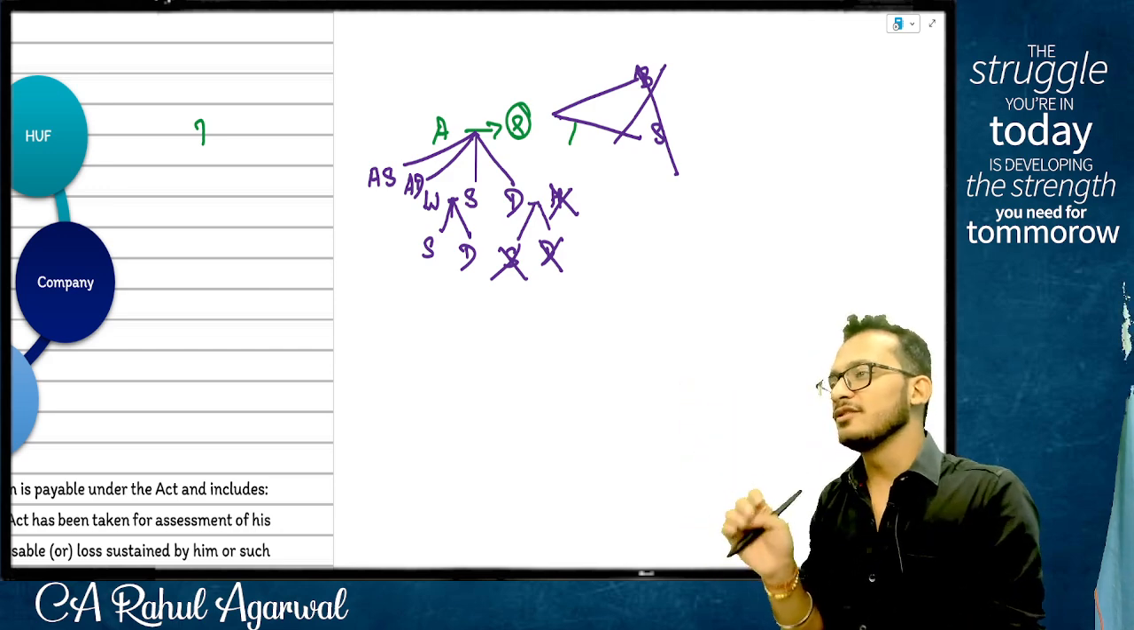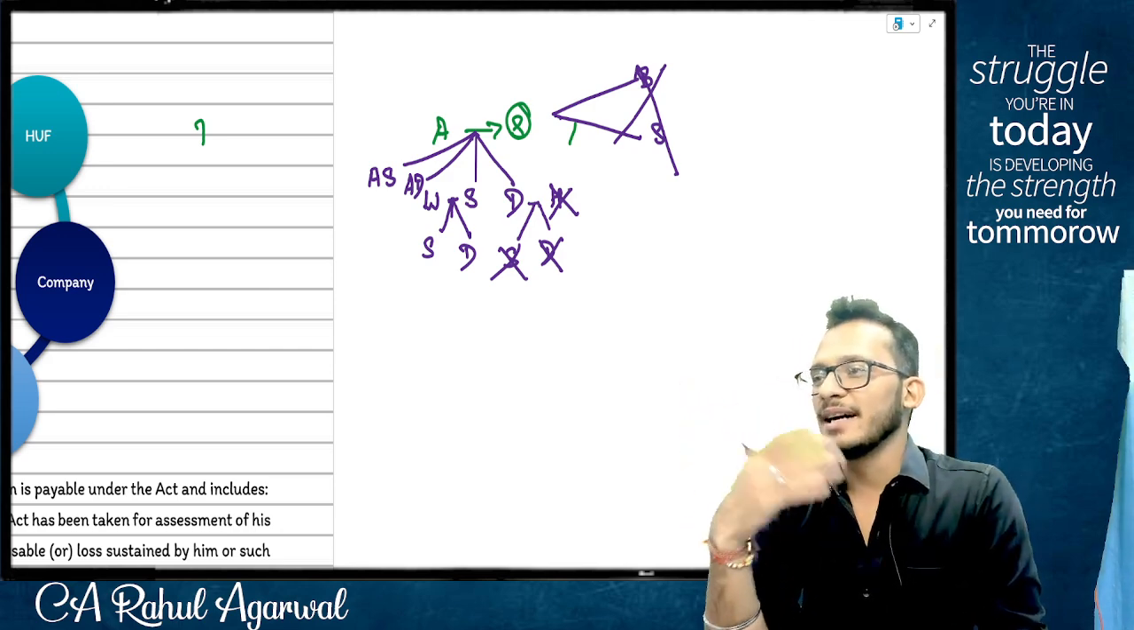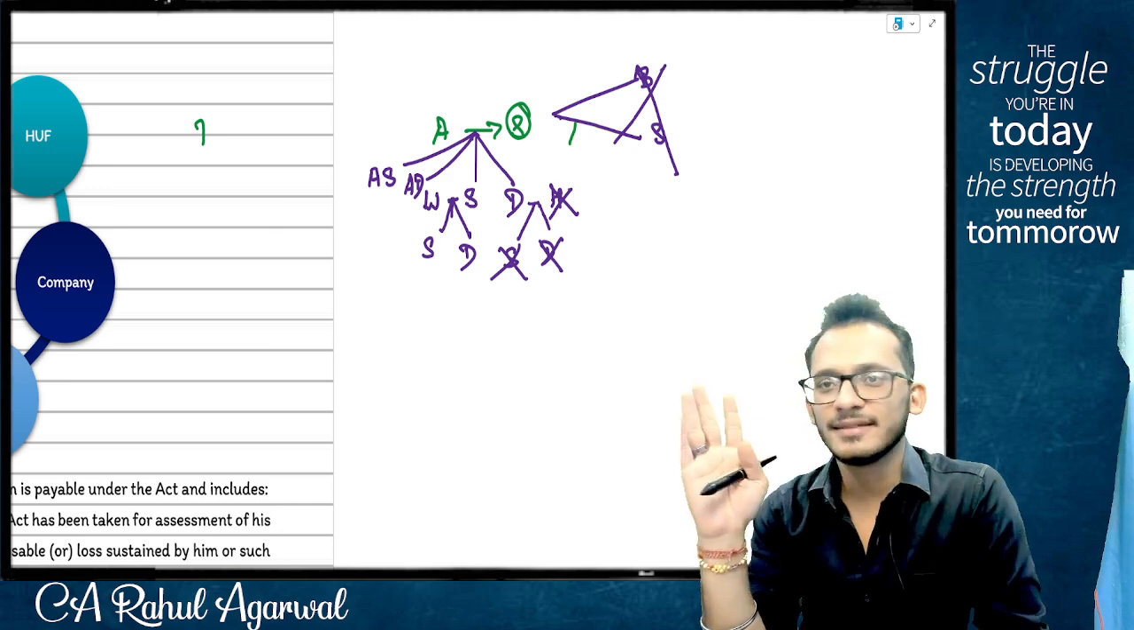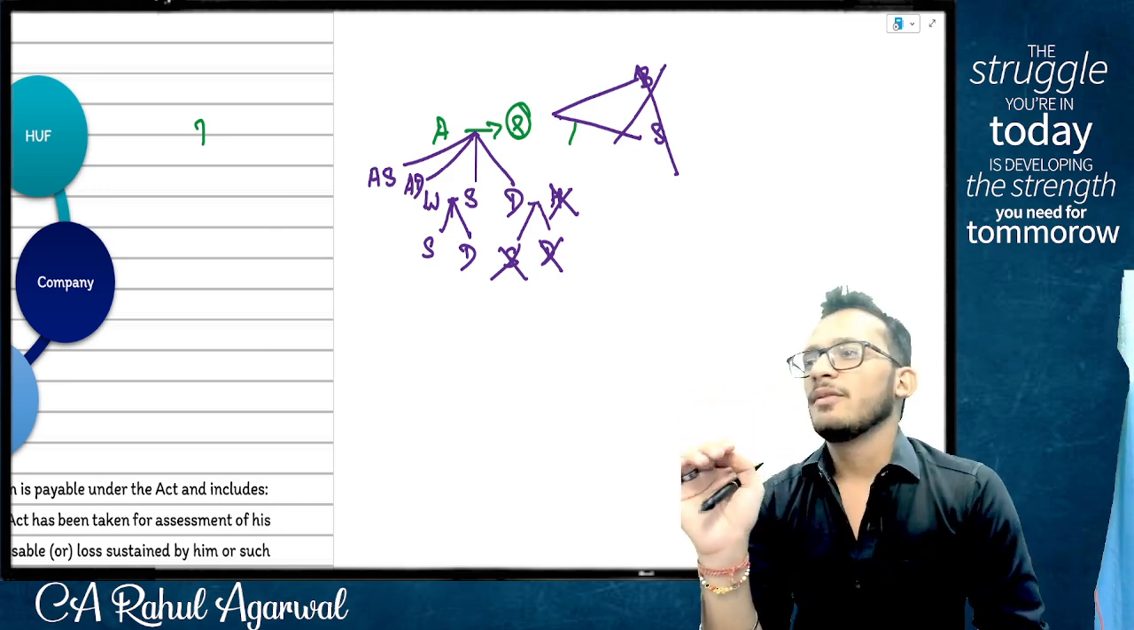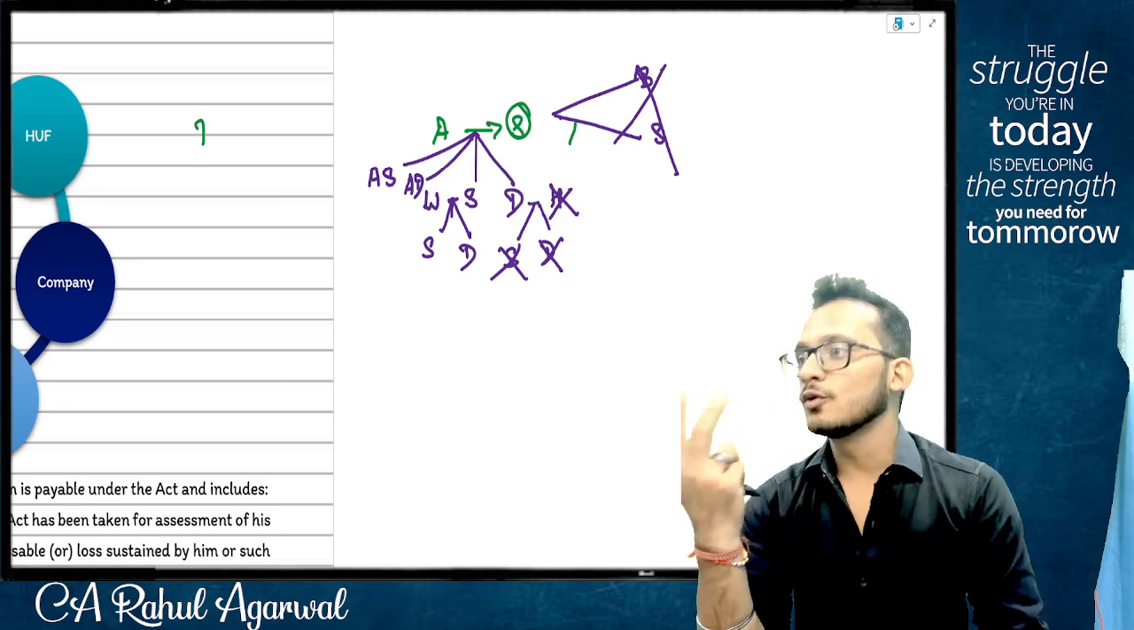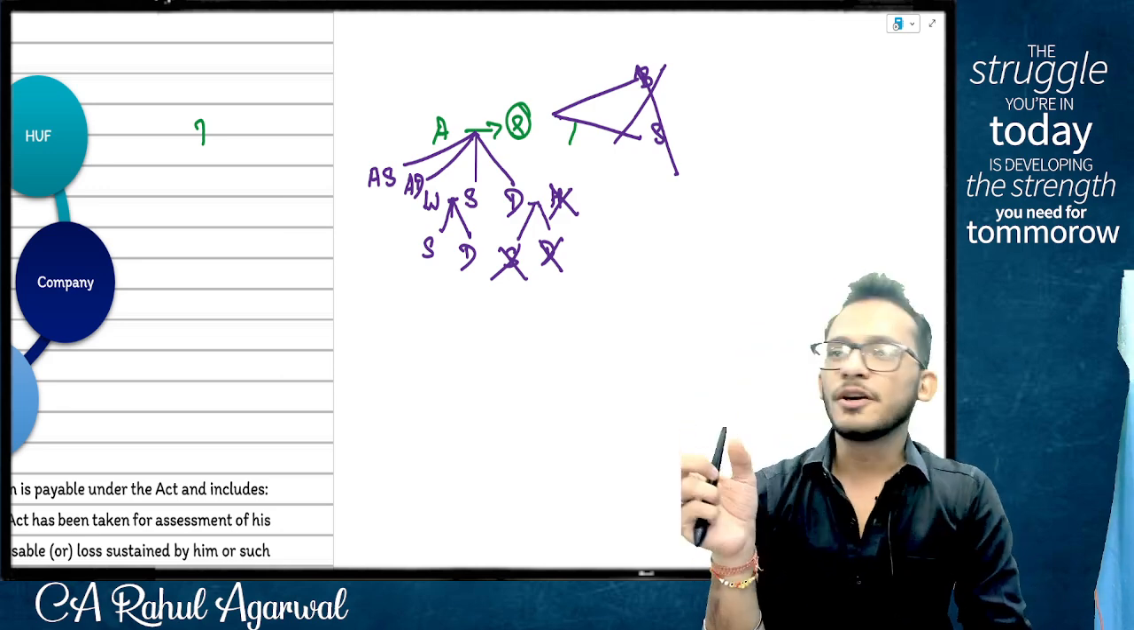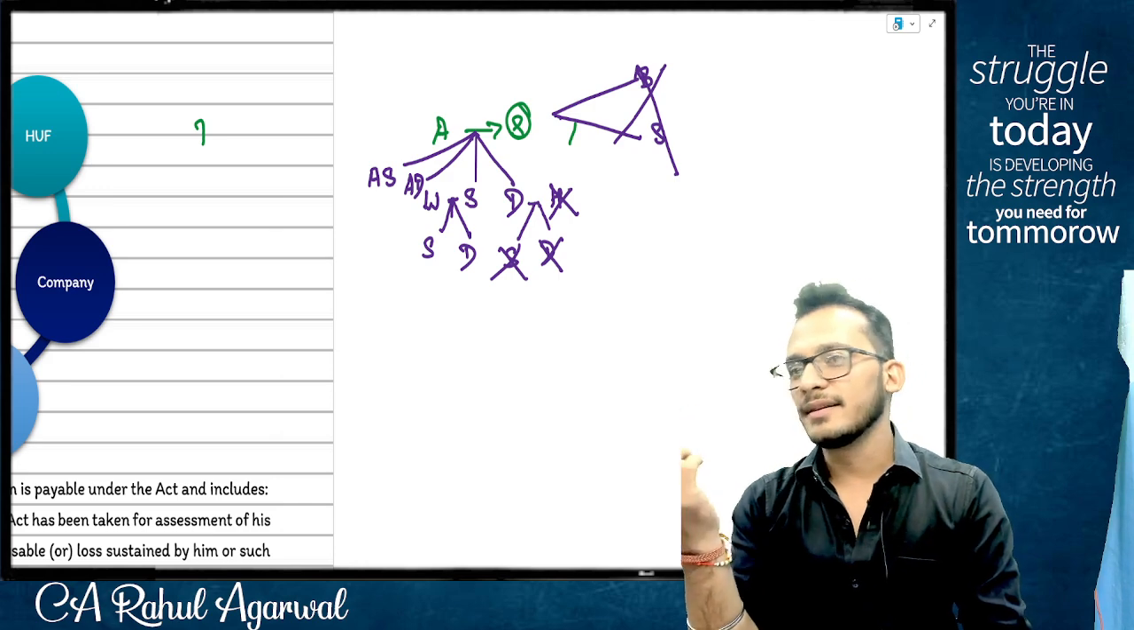Now, in your syllabus, you also have something called HUFs are of two types: Daya Bhaga and Mitakshara. Yes, not important. If I have to just clarify to you, Daya Bhaga and Mitakshara are two schools of HUFs which we have in India. One is predominantly in West Bengal and Assam. The other is in other states.